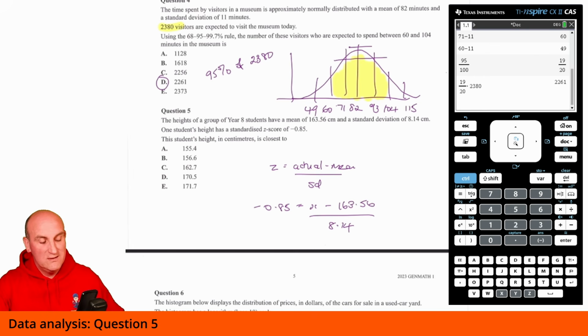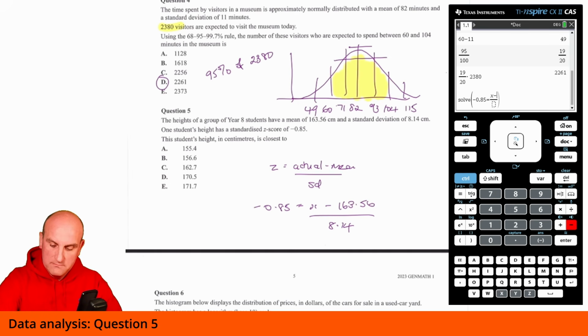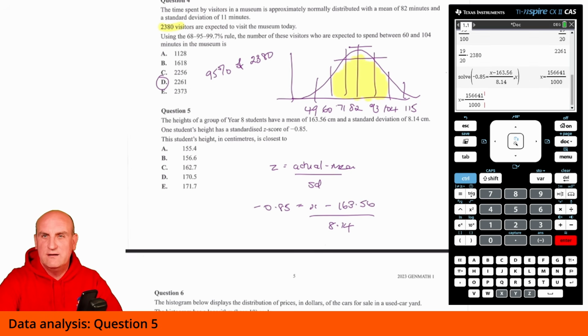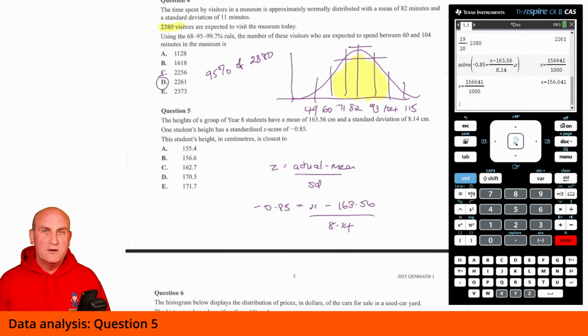And again, to be honest with you, I just put this on my calculator and I said solve, if you will, minus 0.85 equals x minus 163.56 divided by 8.14. And solve for the missing value gave me that. Now, obviously, my calculator at the moment is in a stupid think mode. I'll change that in a moment. 156.6. Oh, there you go. That's an answer that I've got there. So I'm fairly confident that B would be the correct answer.